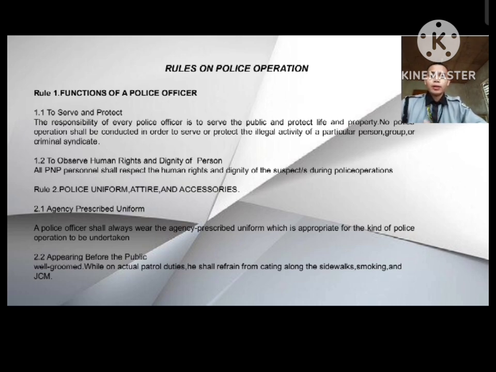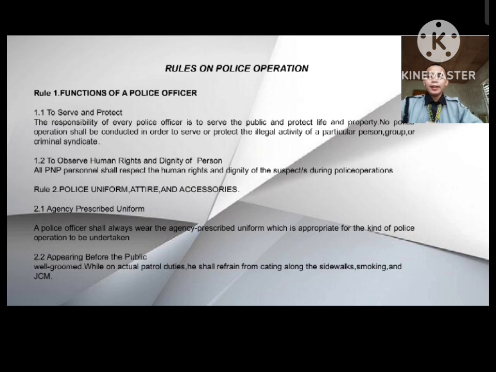If we talk about police visibility and how important it is, it reduces crimes from happening because there are police patrolling and guiding or protecting the lives and property in our community. It is also a sign of discipline if we wear the prescribed uniform as a police officer.